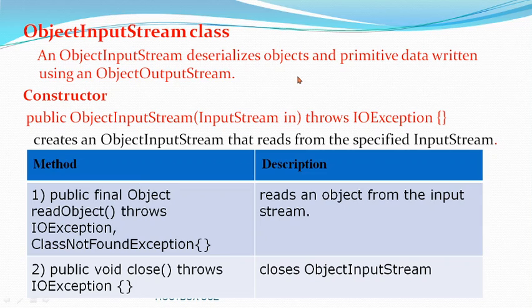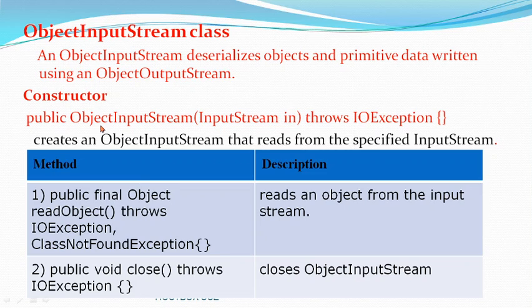These are also used to deserialize the objects and primitive data types written using an output stream. So whatever we do in the serialization operation, we are going to reverse. If you want to reverse everything, you need the support of ObjectInputStream. Then the constructor: here also it needs the support of a constructor.